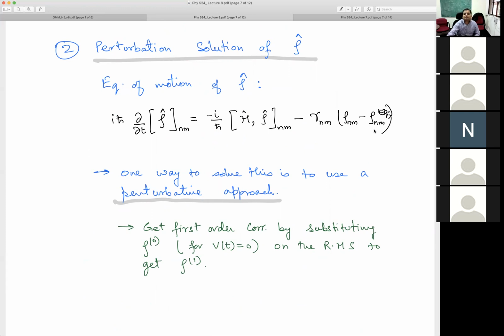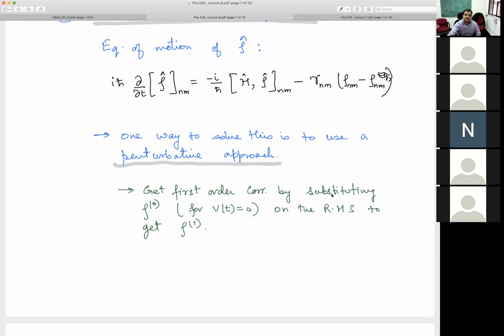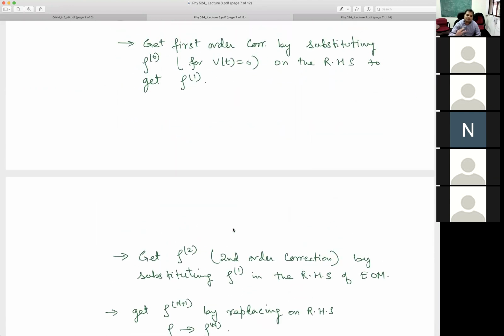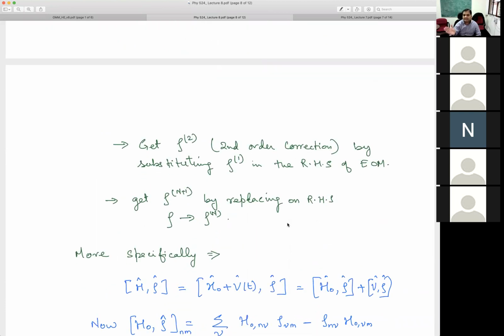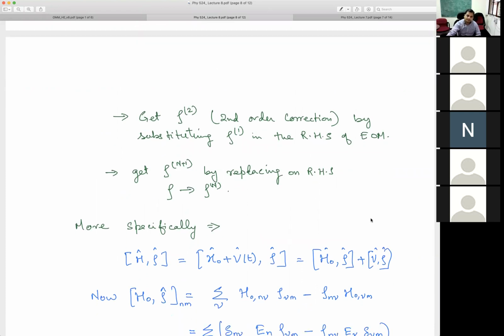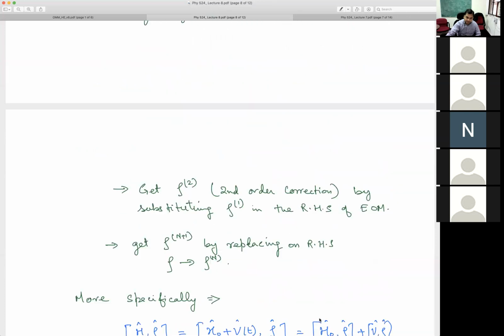Now I can follow the same approach as I did in the wave function picture, and I can do perturbation theory. So for example, I can start by substituting rho zero. So rho zero is, let's say, the equilibrium solution, etc., on the right hand side here. And here I can start getting the first order correction, rho one. Okay. And once I have rho one, I can similarly put rho one on the right hand side and calculate rho two. Okay. And I can keep doing this, and I can get to any order by doing this sort of series by series solution. And I will quantify what I mean by this more precisely as we go.